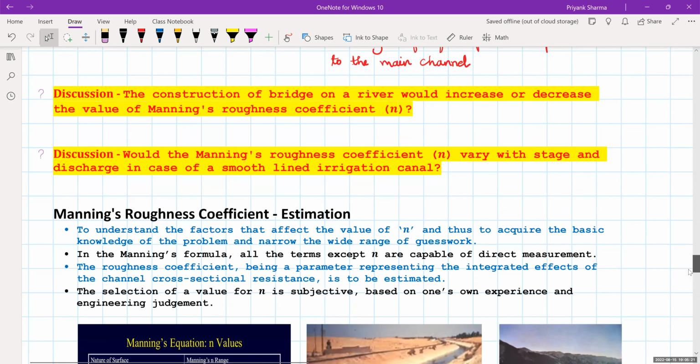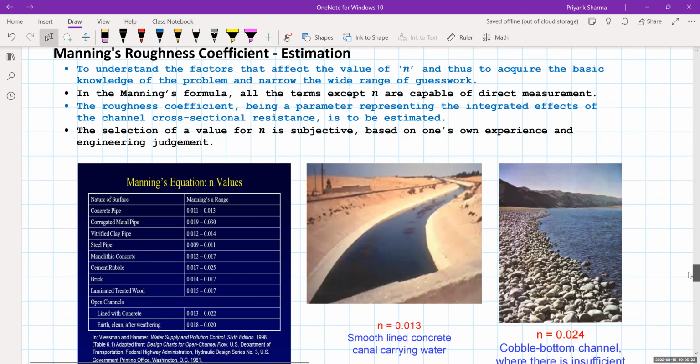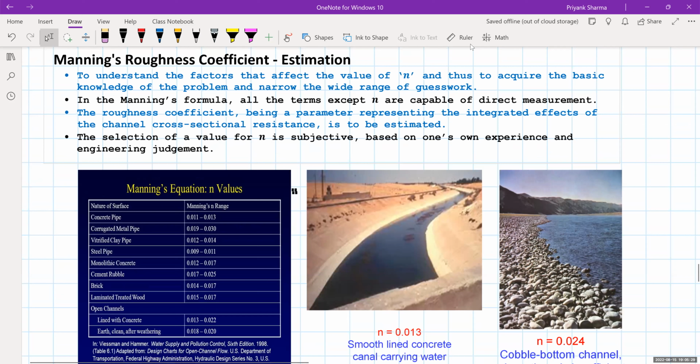So the last part of today's lecture is Manning's roughness coefficient. How would we estimate that? Understanding the factors which affect the Manning's n would always provide us a guesswork. For example, if there is a straight alignment or a meander alignment, you can guess that for meander the value will be particularly high. So if you know the value for the straight alignment, let us say it is 0.018, then you can say that it will be a little bit higher. You can guess it to be around 0.03 or nearby that, of course considering other factors as well.